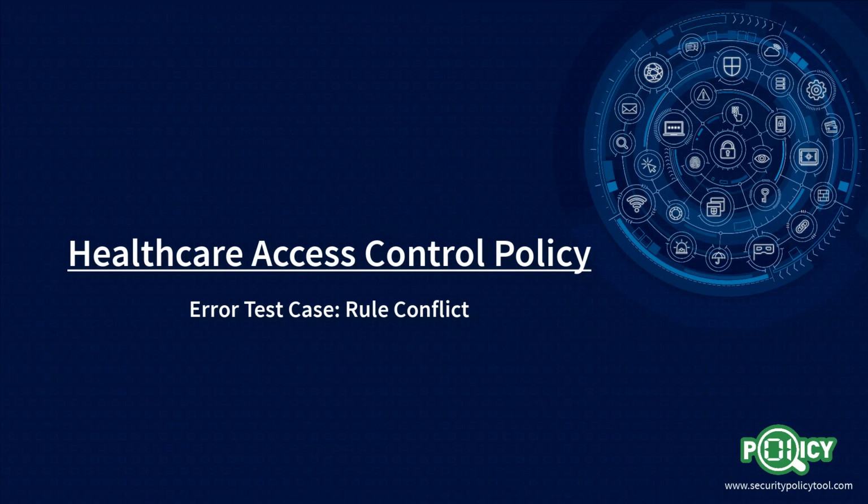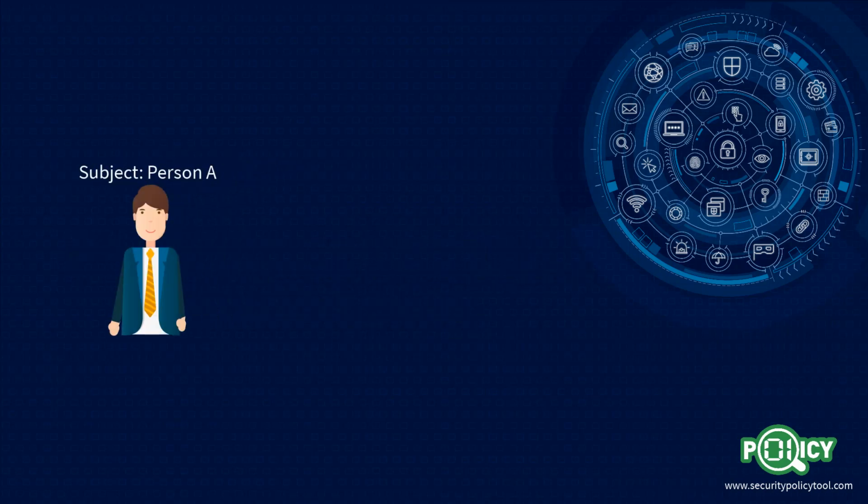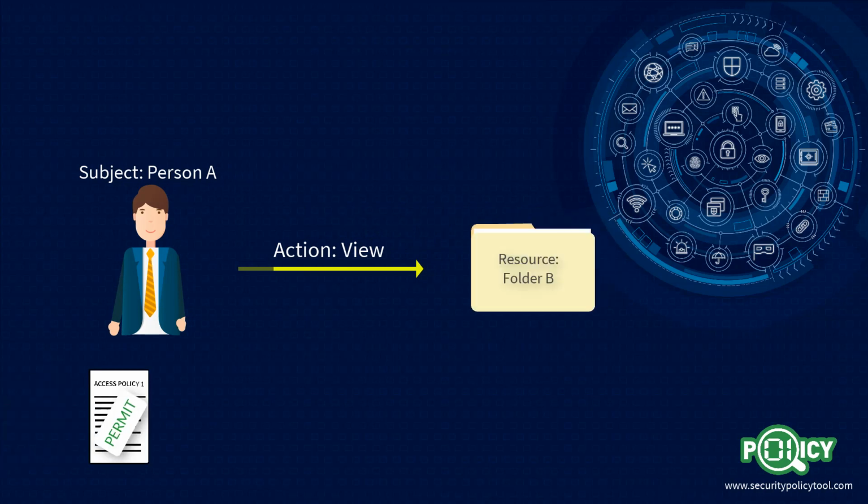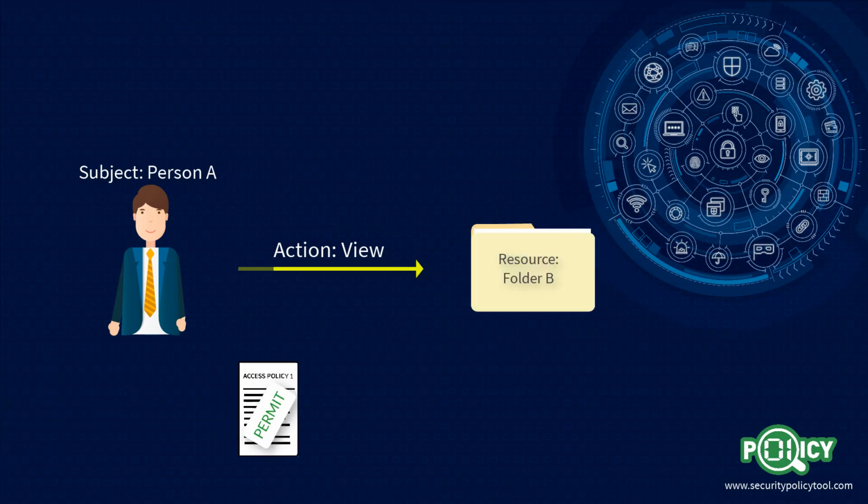In this first example, we'll be looking at a common access control error called a rule conflict. A rule conflict occurs when a rule or multiple rules in a policy or policy set are defining opposite authorizations. An example could be, in one policy, person A is permitted to take an action on a certain resource. However, in another policy, there is a rule stating that person A should be denied to take an action on that same resource.